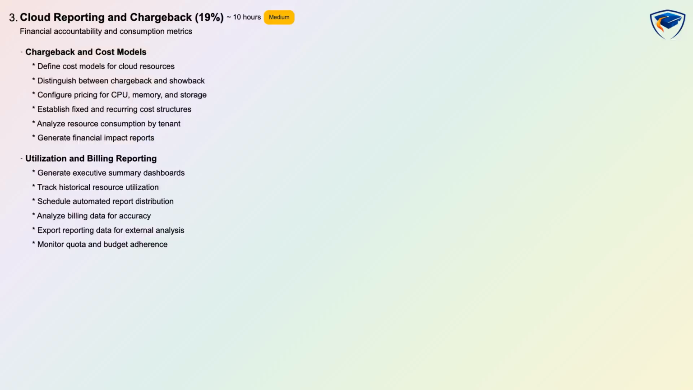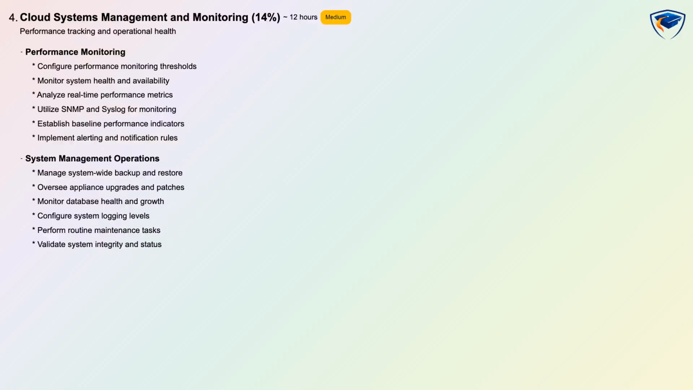This medium difficulty domain requires about 10 hours of study and is assessed via scenario-based tasks. You will define cost models for cloud resources, distinguish between chargeback and showback, and configure pricing for CPU, memory, and storage including fixed and recurring costs. You will also generate executive dashboards, track historical utilization, schedule automated report distribution, analyze billing for accuracy, and produce financial impact reports for tenants. Cloud systems management and monitoring is 14% and emphasizes performance tracking and operational health.